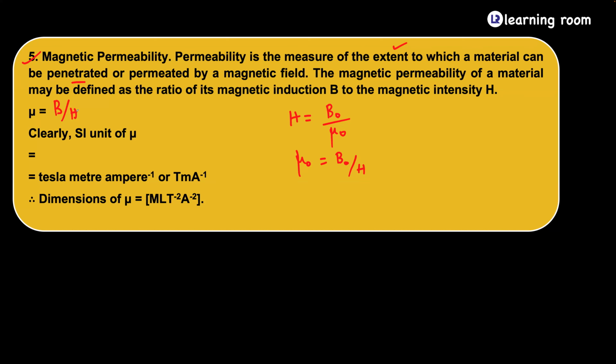So what is going to be the SI unit of it? B is measured in Tesla. H is measured in ampere per meter. So it is going to be Tesla meter per ampere. You already know this. We have been using this, no? 4 pi into 10 power minus 7 Tesla meter per ampere. Same logic. Now it makes sense. Also you need to remember the dimensional formula, which is going to be M L T minus 2 A minus 2. That's it.